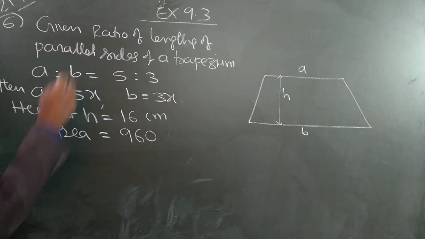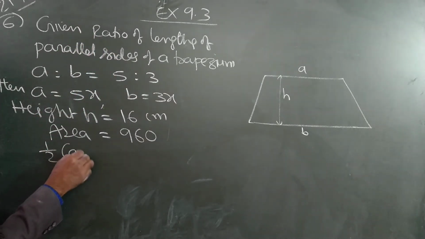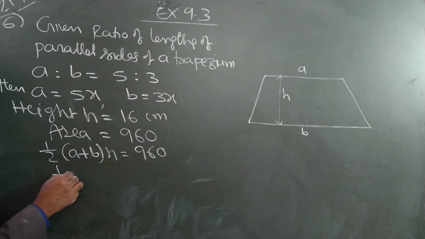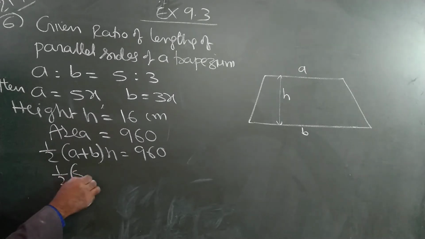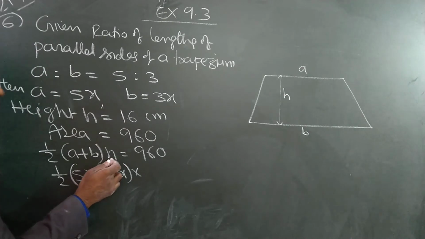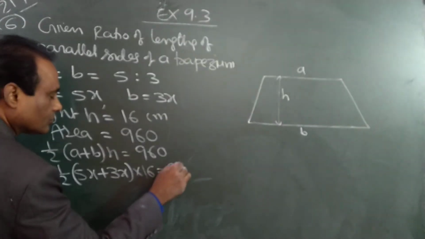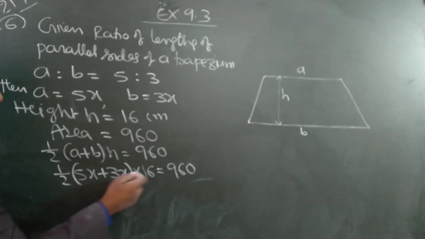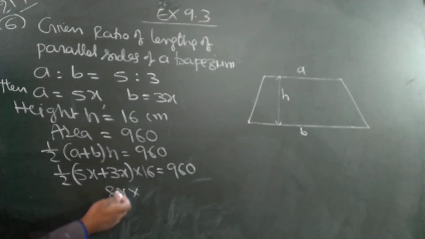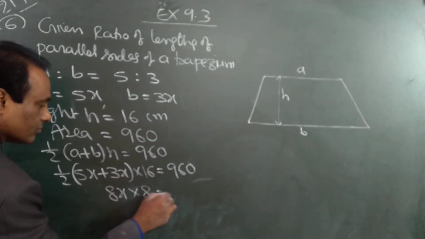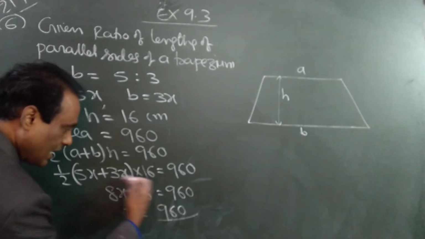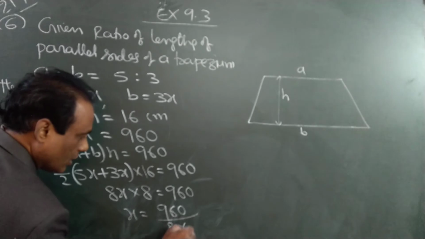Which figure? It is a trapezium. What is the formula for area? Half into A plus B into H is equal to 960. Half into A is 5x plus B is 3x into H is 16. 2 8s are 16. 5 plus 3 is 8x. So x is equal to 960 by 8 into 8 in the denominator.